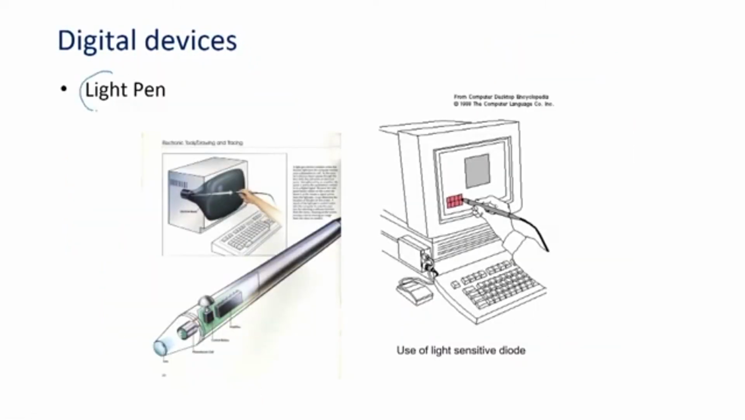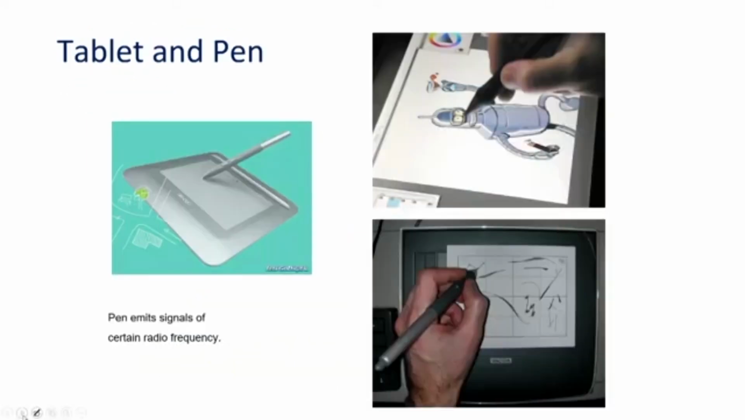Then light pens. These are the digital pens which work based upon infrared technology, and we can select or pinpoint a particular location on the display. By using light sensitive diodes, we can pinpoint a point on the screen, and based on that we can carry out a variety of CAD related operations.